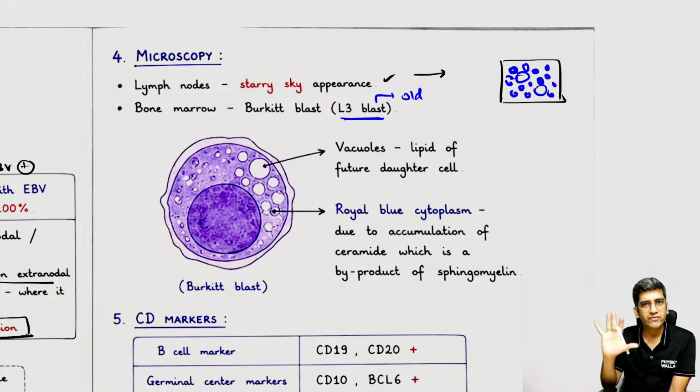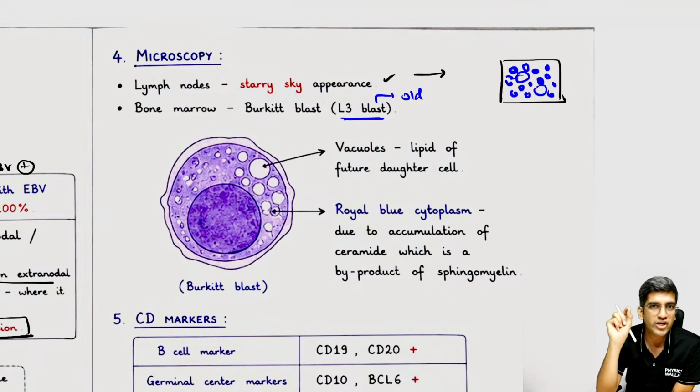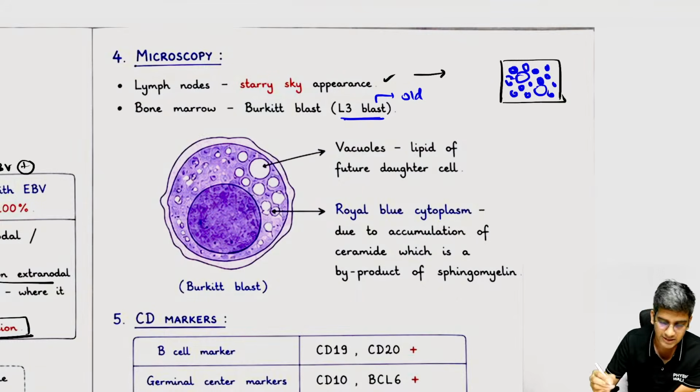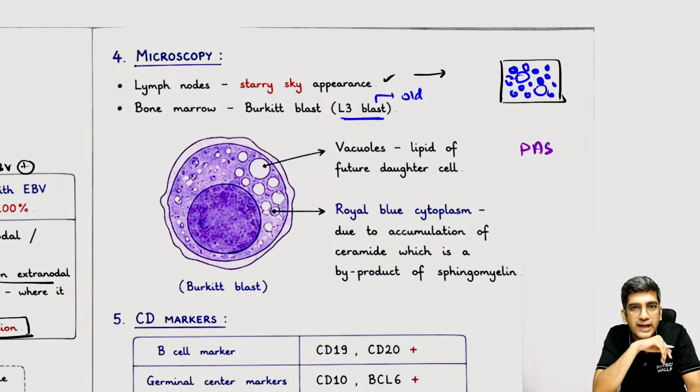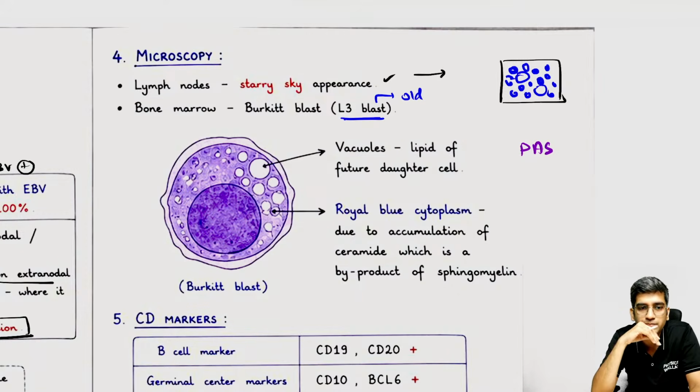Burkitt's has a very unique appearance. You'll have vacuolations in the cytoplasm and a sky blue cytoplasm. That's the appearance of the Burkitt's blast. But the most important thing about the Burkitt's blast, which can come in a Viva: lymphoid blasts are PAS positive or PAS negative? I want you guys to comment, then we'll go to the next.